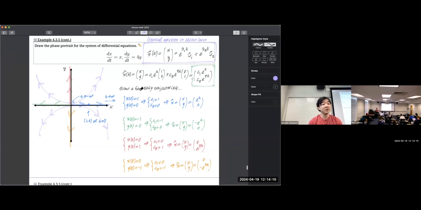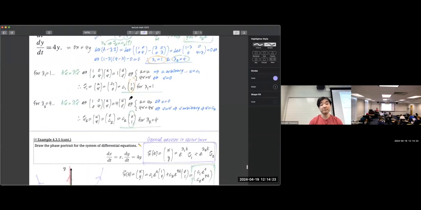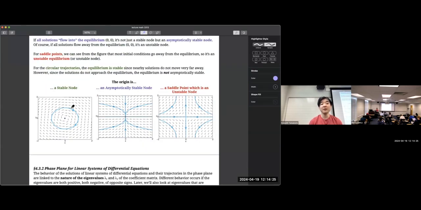So if they say draw the phase portrait for the system of differential equations, you would have to solve it, find the eigenvalues, eigenvectors, write out the solutions, and then you'd have to maybe draw like 8 different trajectories to fill out the whole space like this. You see this orbit was one solution trajectory, but I said there are these others.